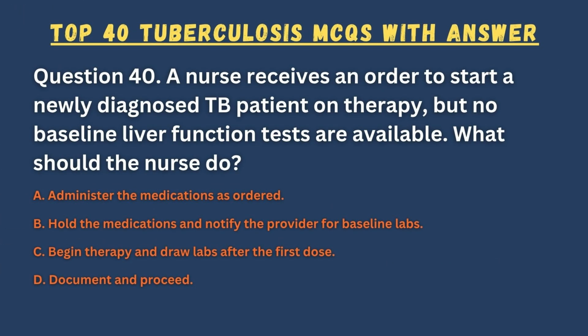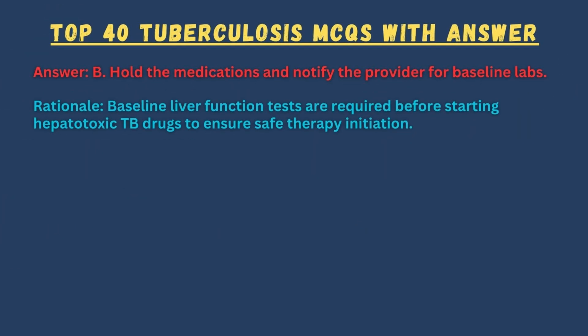Question 40. A nurse receives an order to start a newly diagnosed TB patient on therapy, but no baseline liver function tests are available. What should the nurse do? A. Administer the medications as ordered. B. Hold the medications and notify the provider for baseline labs. C. Begin therapy and draw labs after the first dose. D. Document and proceed. Answer: B. Hold the medications and notify the provider for baseline labs. Rationale: baseline liver function tests are required before starting hepatotoxic TB drugs to ensure safe therapy initiation.